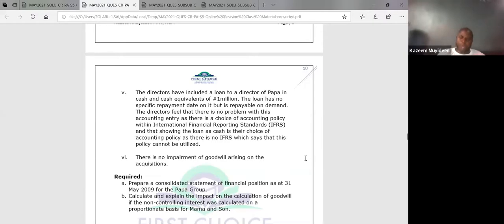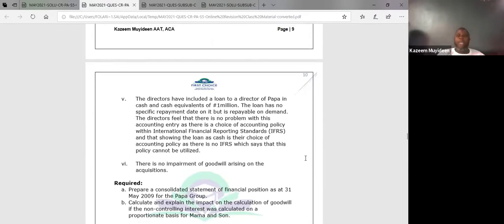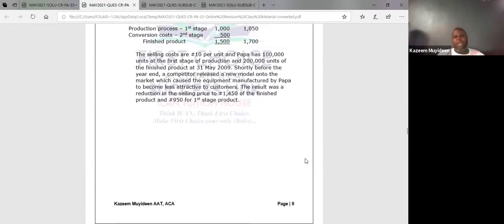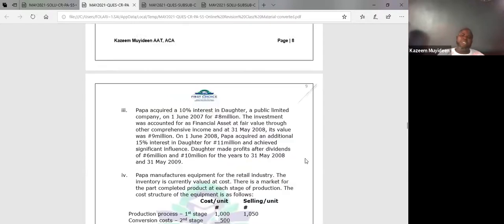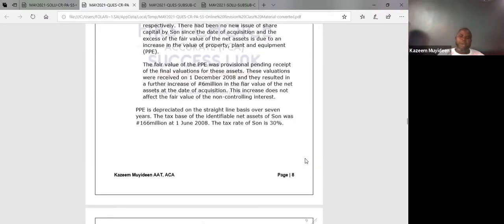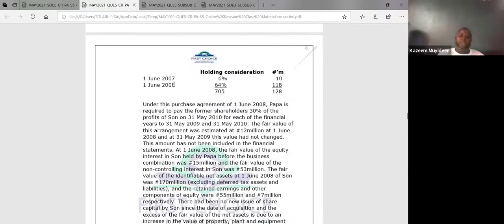For example, you acquire 6%, like this question. He acquired it on 1st June 2007. He acquired 6%. It's a simple investment. Thereafter, he now acquired an additional 64%. Does he have control? Yes, 70% control. From simple investment to subsidiary.